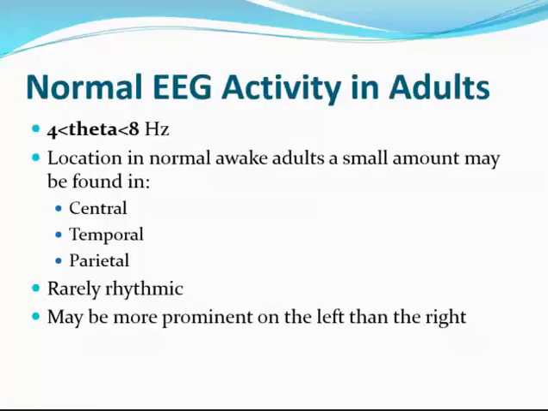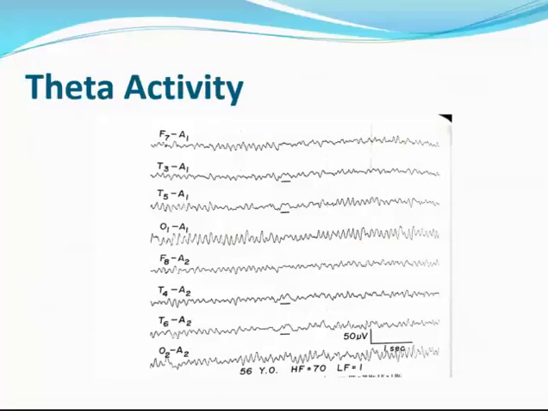Right, now theta activity, of course, is between 4 and 8 hertz, and its location in normal awake adults: a small amount may be found in the central, temporal, parietal areas. It is rarely rhythmic, may be more prominent on the left than on the right. That's an example there of temporal theta activity in a 56-year-old awake woman.